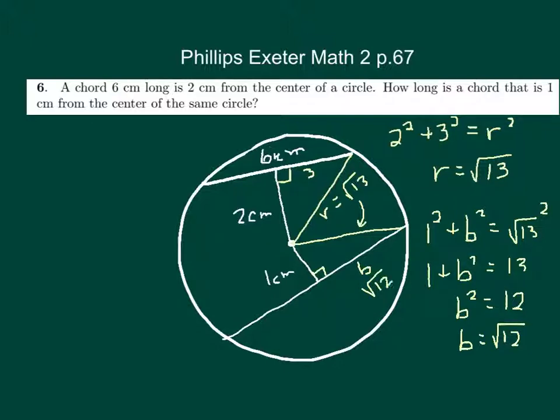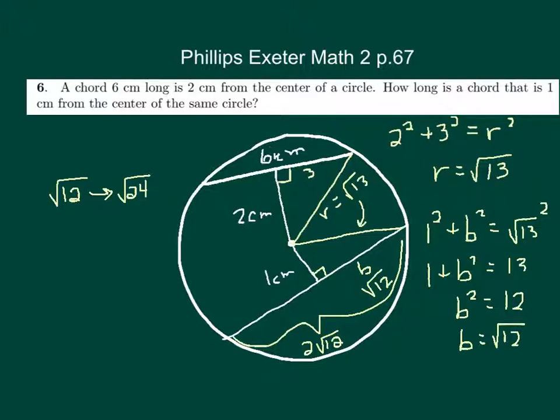So now how long is the chord? Root 24. Careful. No. 2 times root 12. That is 2 root 12. Wait, why wouldn't it be root 24? Good question. If I double root 12, why doesn't it equal root 24?